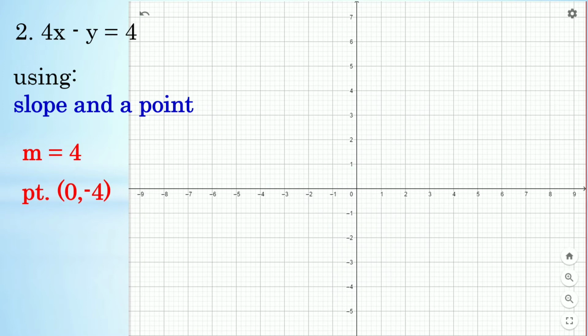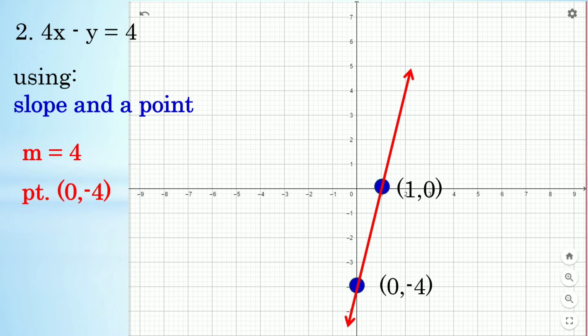Ayan. So, i-plot muna natin unahin si point (0, -4). So, (0, -4) ay nasa y-axis, pero nasa baba siya ni y-axis. So, ayan po siya. Ayan. And then, using the slope, hanapin natin yung pangalawang point. At dahil ang slope natin ay positive 4, so 4 pataas at isa pakanan. So, 1, 2, 3, 4. And then, isa pakanan. Then, 1. Ayan. So, (1, 0). So, pwede na natin siyang i-connect. Ayan. So, ito po yung graph ni 4x minus y equals 4. So, pwede po siyang extendable, ha?